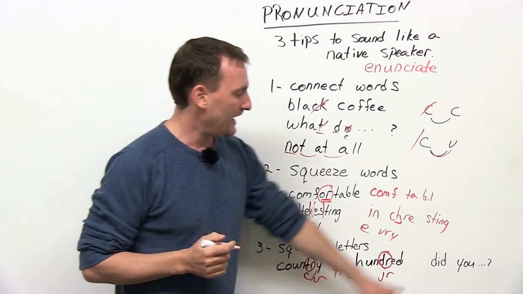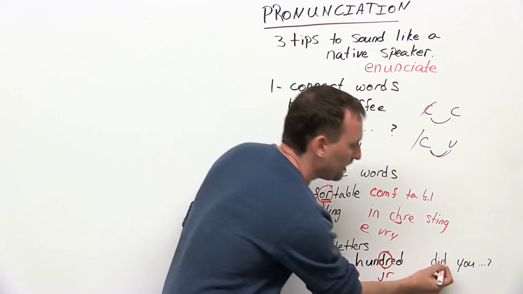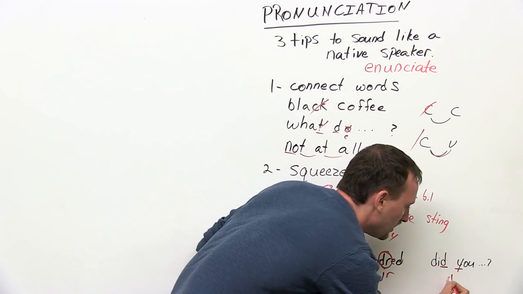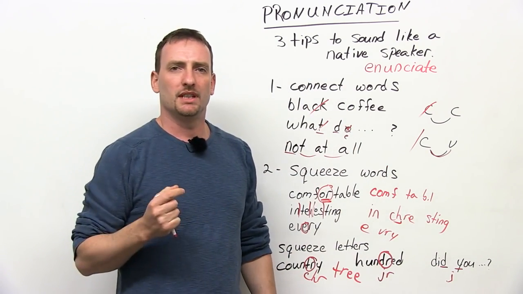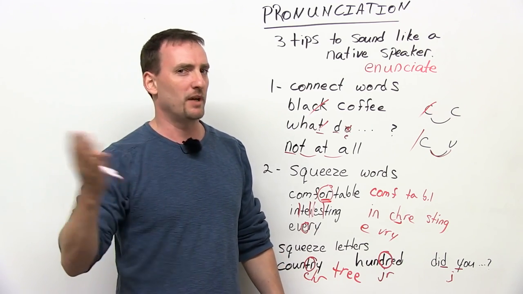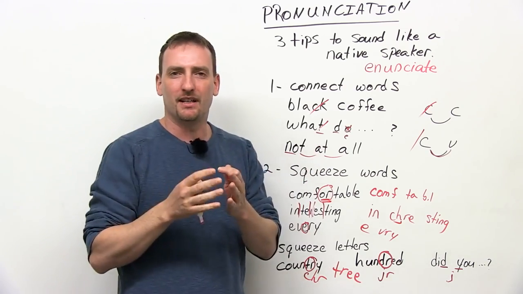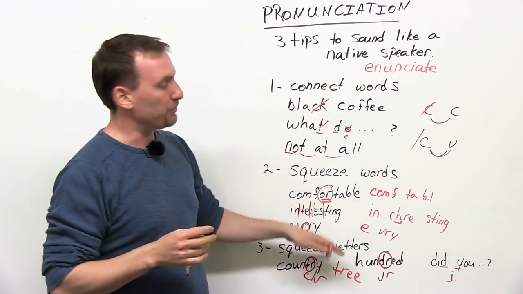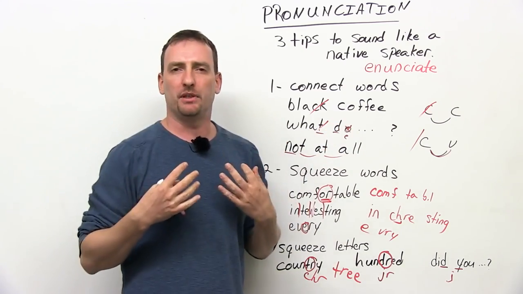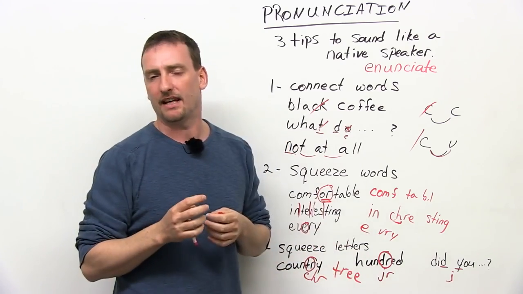Now, this goes with the first idea when you're connecting words, but when you're connecting words and you have a D and a Y together, it becomes like a J sound. Did you? Did you do it? Did you do what I asked? Did you? Okay, so we say it like that. Very quick, very mixed, and you have to practice these because it's just more a habit than anything else. Native speakers, we don't think about doing these things. It just rolls off the tongue just like that, okay?